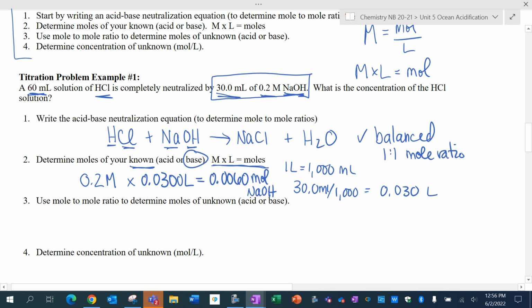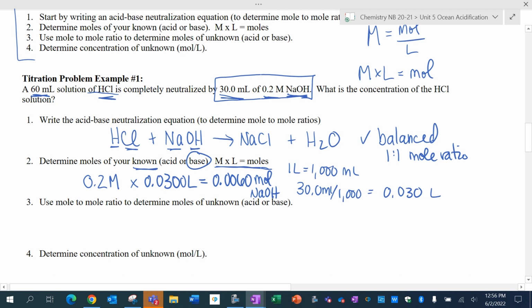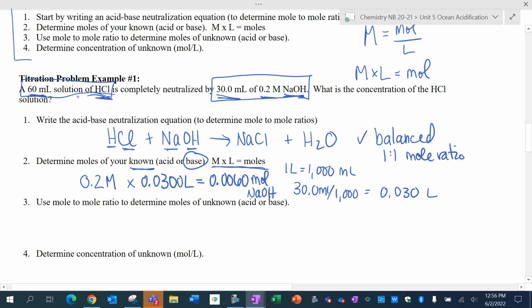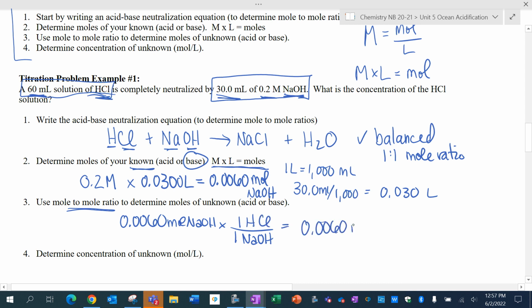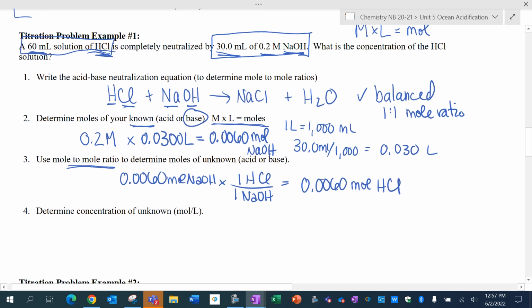Now what I'm trying to find is the molarity of HCl. That's my goal here. So my next step is I'm going to take my moles of base and use my mole ratio, which I get from the chemical equation, to figure out my moles of my acid. It looks like they react in a 1-to-1 ratio. So for every 1 NaOH, you've got 1 HCl. If I have 0.006 moles of NaOH, that means I also have 0.006 moles of HCl present. And now let's convert that into molarity.